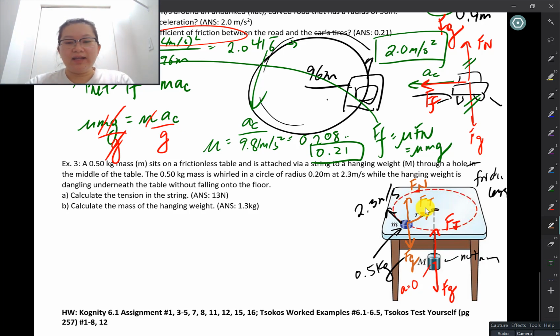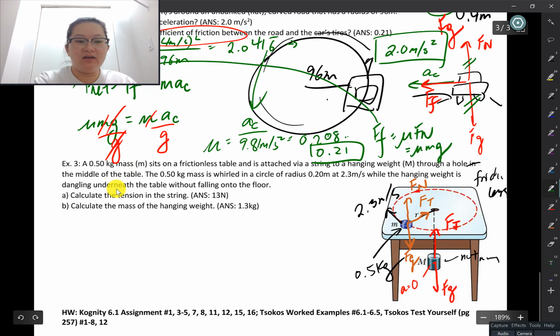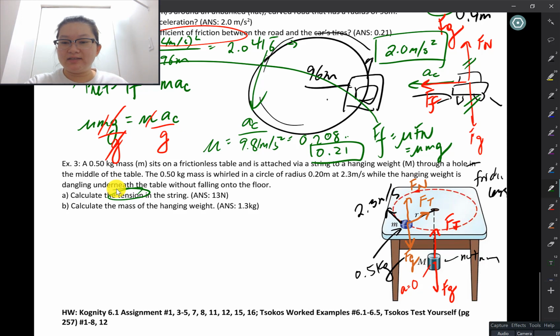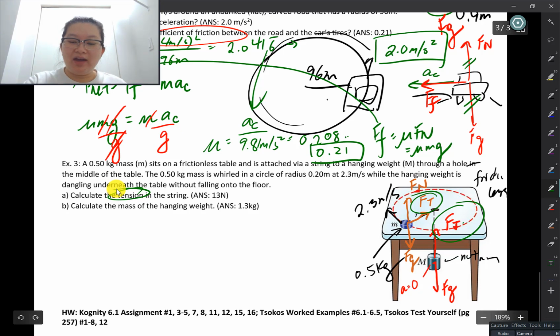Okay, now we have the free body diagram. We can take a look at part A, because all A wants is the tension in the string. The tension in the string is this Ft connected to the small mass. But we don't know anything about this big hanging mass. We don't know the M, so we could find Ft through Fg, but we don't have Fg because we don't have the big mass.